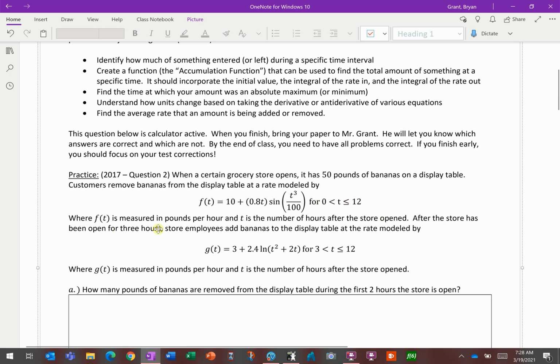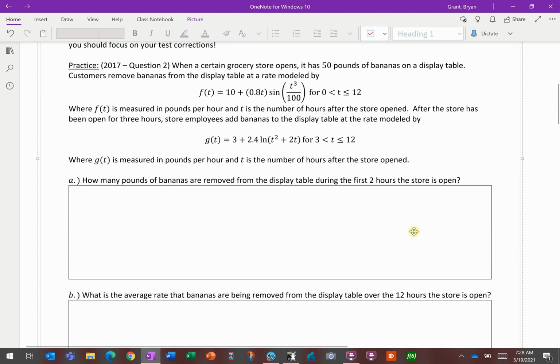After the store has been open for 3 hours, store employees start to add bananas to the display table at this rate. It makes sense. No reason to add bananas if only one has been taken off. So they start adding after 3 hours that the store has been open, up till 12. That's when they both close, and we should be good to go.